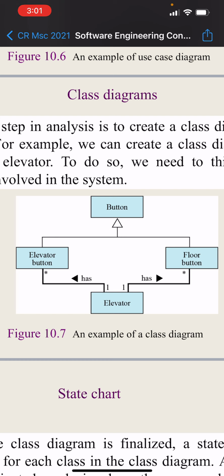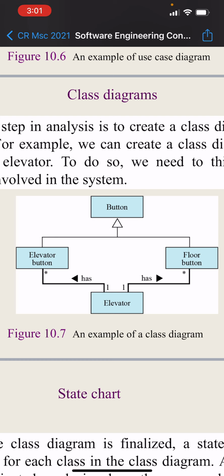Now these two kinds of buttons, floor buttons and elevator buttons, have a common superclass which we call button. So in this class diagram we create a class button which has two subclasses, elevator button and floor button, and these buttons are owned by an elevator. When you have this class diagram and you want to write code for this elevator software, you can easily write the code.